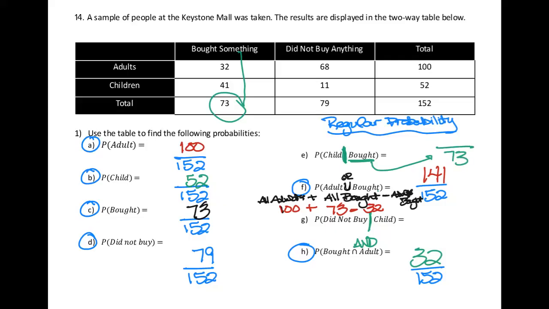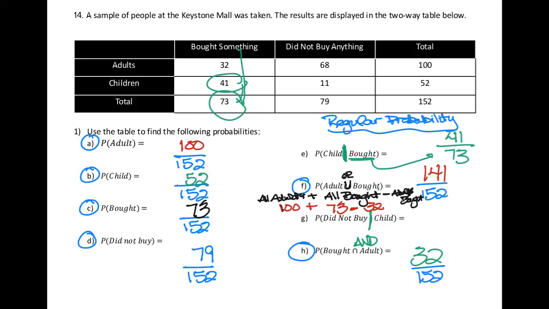Okay. So of those 73 people who bought something, how many were children? You could go back up that line, and that is 41. So 41 out of 73. Ooh, I'm getting close to the edge there. 41 out of 73 is the correct answer for letter E.